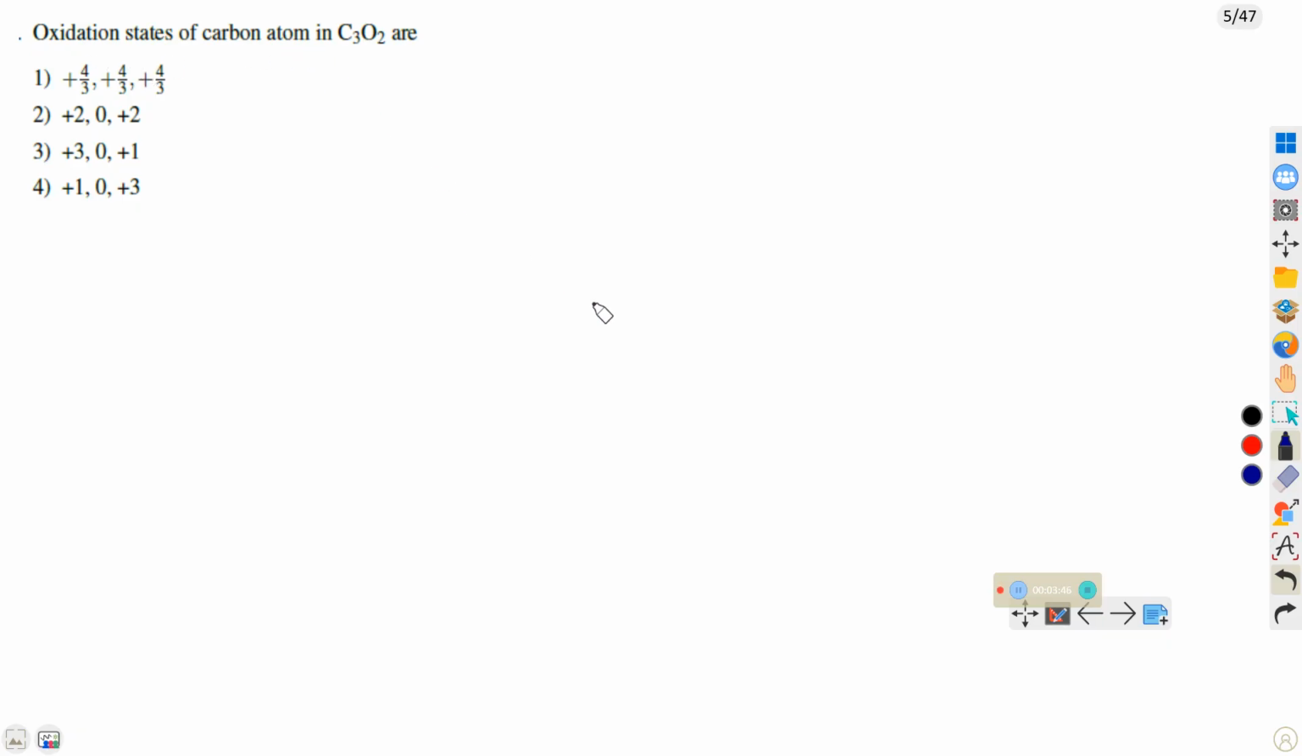Oxidation state of carbon in C3O2. O double bond C double bond C double bond C double bond O. Around this carbon, one heteroatom is present, that is oxygen. So carbon oxidation state is +2. Around this carbon the heteroatom is oxygen, so this carbon is also +2. This carbon oxidation state is 0 because the surrounding atoms are the central atom itself. So based on that, +2, 0, +2. Once check the NCERT textbook.